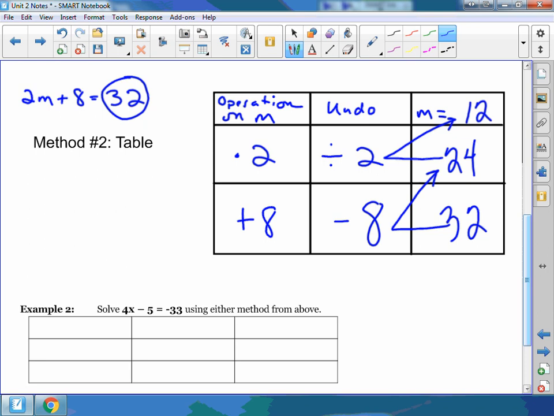If I had, let's say, something like this, x over 2 plus 6 equals 10. I don't know, I'm just making this up. This operation here is divide by 2, right? So in our table, the first thing you would put here is divide by 2. So then in this column, that's where you would have the times 6. That would be the inverse of that. Okay?